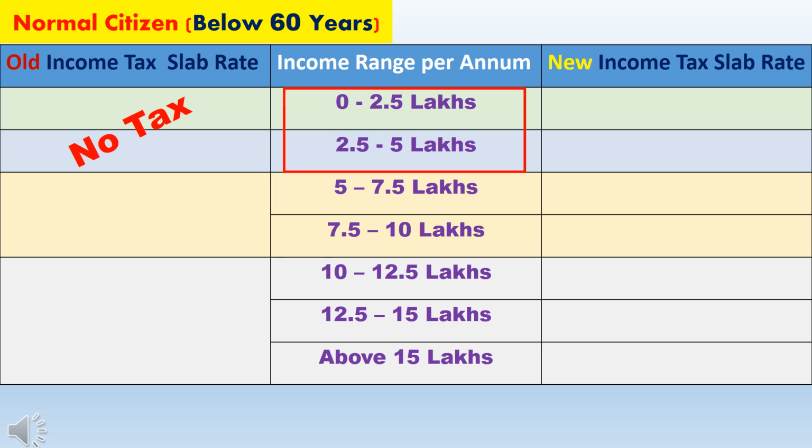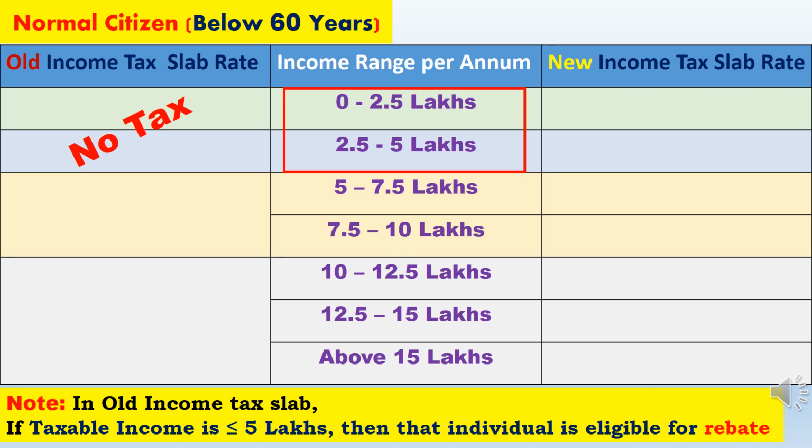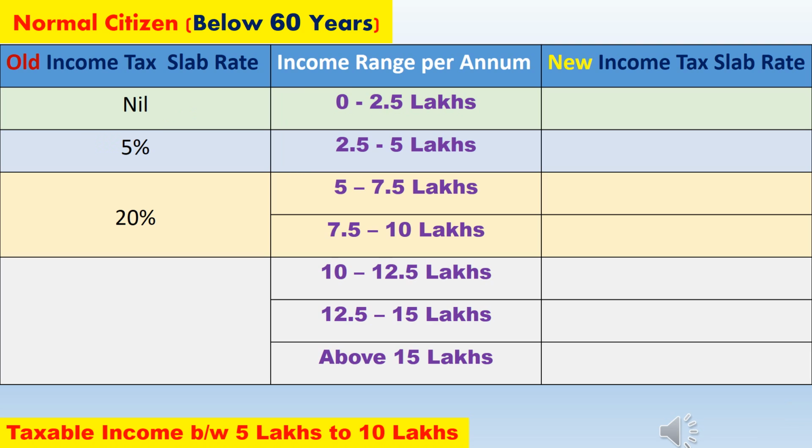For example, let me assume one normal citizen's taxable income is 4 lakh rupees. Then that person need not pay any tax to the government. Suppose tax was already deducted from his salary, then that person can file ITR and claim the refund of the tax which was deducted earlier. This is called rebate. We will see the tax rate now.